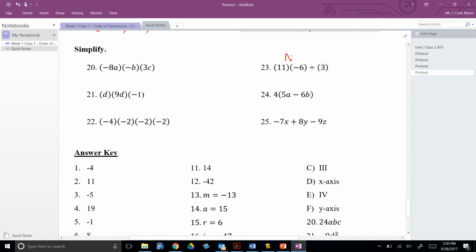So I come to the multiplication first. Then I come to the division, so I carry out the multiplication first. 11 multiplied by negative 6, that is a positive times a negative, which is negative. 11 times 6 is 66. Negative 66 divided by 3, and I get negative 22. Negative 22 is what I get there for 23.